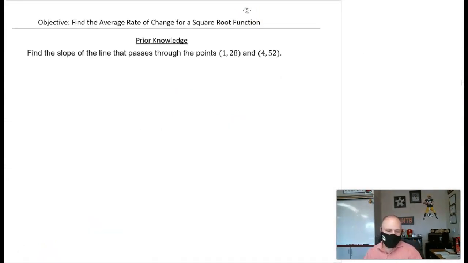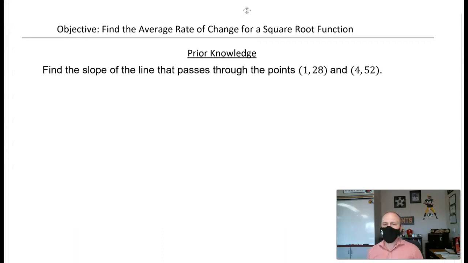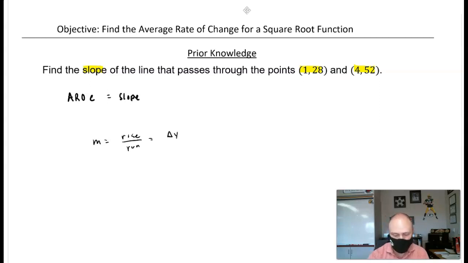First thing I want to focus on is refreshing your memory on what average rate of change is. Average rate of change is also known as slope. What is the slope between two specific points? So if I'm asked to find the slope of a line that passes through 2 points, I can calculate the rise divided by the run. Rise is also known as delta y. Run is delta x. How are my y values changing? What's that value, divided by the change in my x values.